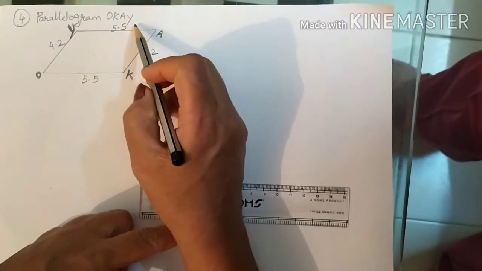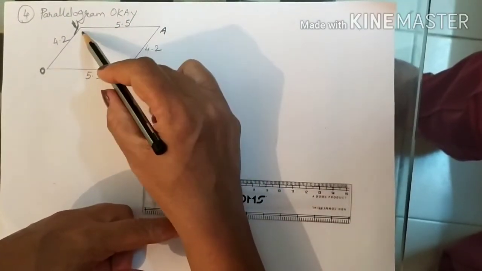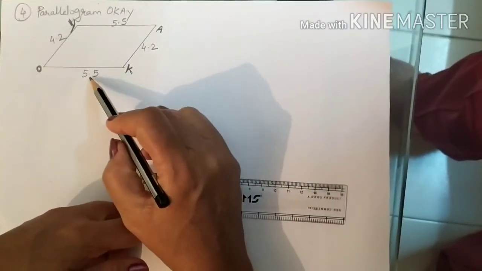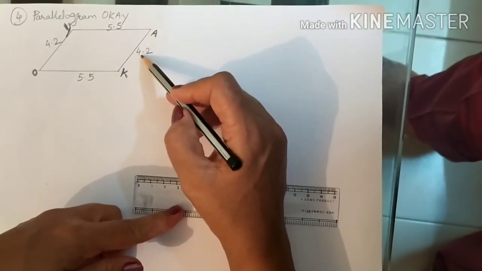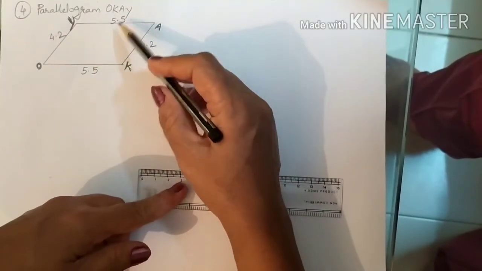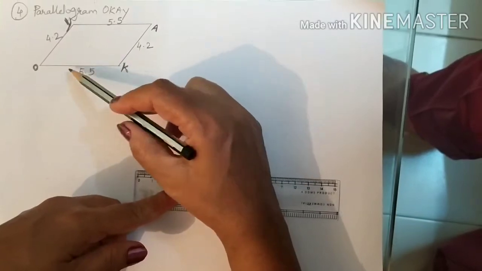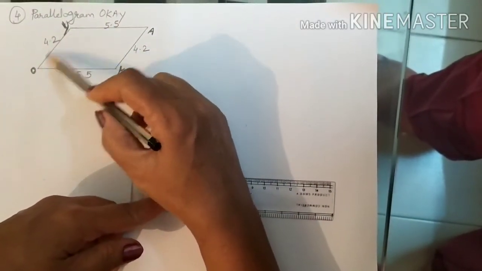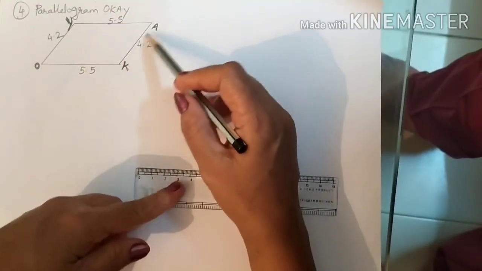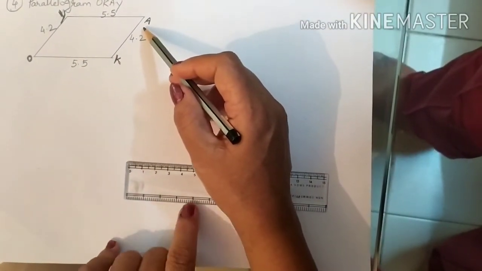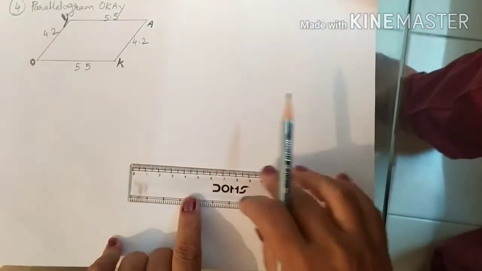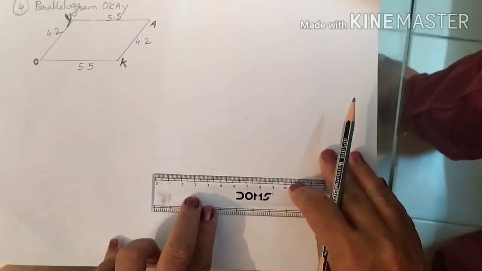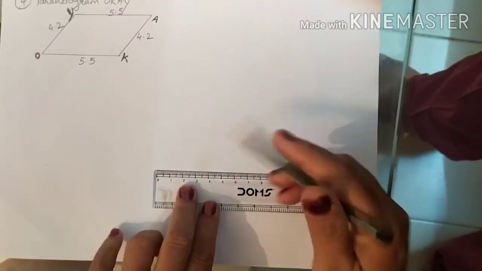Parallelogram OKAY. Now OKAY is the parallelogram. OK is 5.5 cm, KA is 4.2 cm. Now the opposite sides of a parallelogram are equal in measure. So OK is 5.5, so AY is also 5.5. OY is 4.2 and KA is also 4.2. So let us start to draw. First we will draw the line segment OK. So OK we will draw of 5.5 cm.